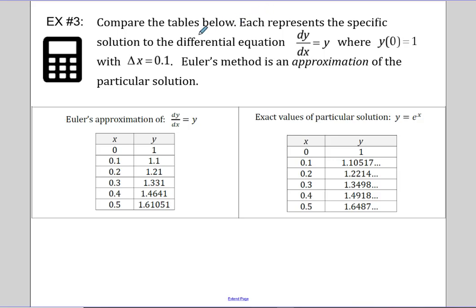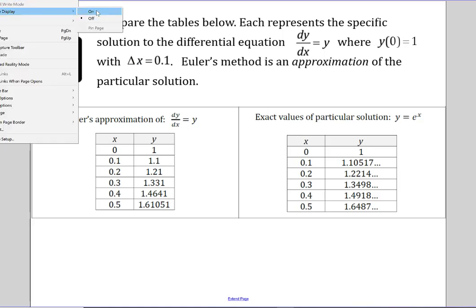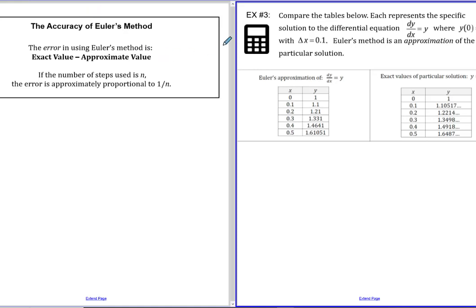Each represents the specific solution to the differential equation dy/dx equals y, where we started out at (0, 1) for our initial condition, and the delta x was a tenth. Euler's method is an approximation of the particular solution. So we want to take a look at what's going on with these two tables. And I believe I need to make a dual page here so we can see things side by side.